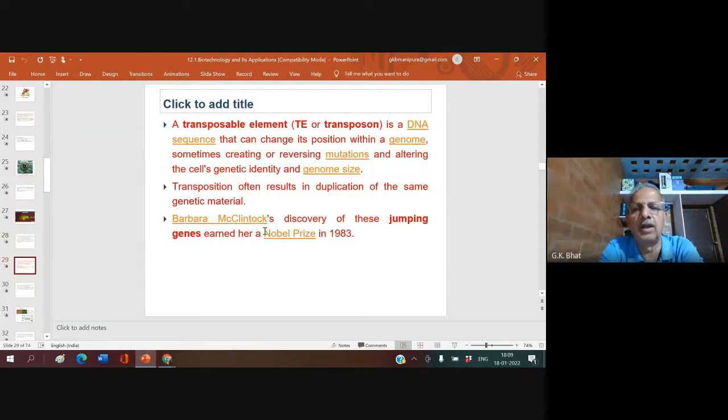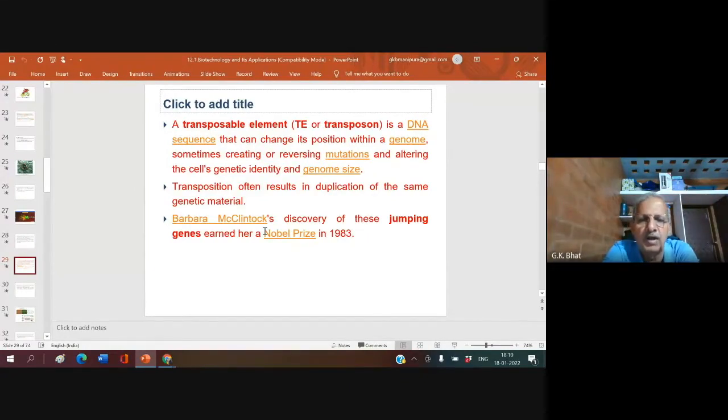So a transposable element, TE or transposon, is a DNA sequence that can change its position within a genome. It can move from one part to another part, sometimes creating or reversing mutation and altering the cell's genetic identity and genome size. Transposition often results in duplication of the same genetic material. Sometimes this genetic material may get duplicated. Barbara McClintock's discovery of these jumping genes earned her the Nobel Prize in 1983.